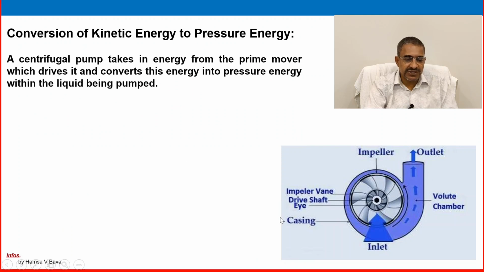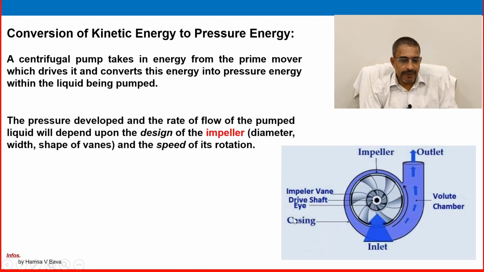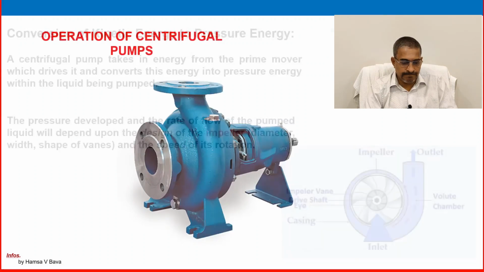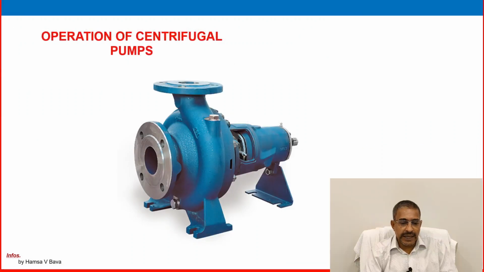A centrifugal pump takes in energy from the prime mover which drives it, and converts this energy into pressure energy within the liquid being pumped. The pressure developed at the rate of flow of the pumped liquid will depend upon the design of the impeller, that means diameter, width, shape of the vane, and speed of its rotation. So these are the important basic principles of the centrifugal pump.